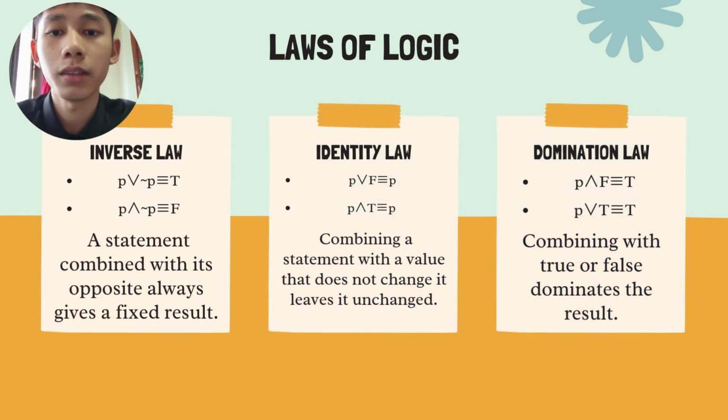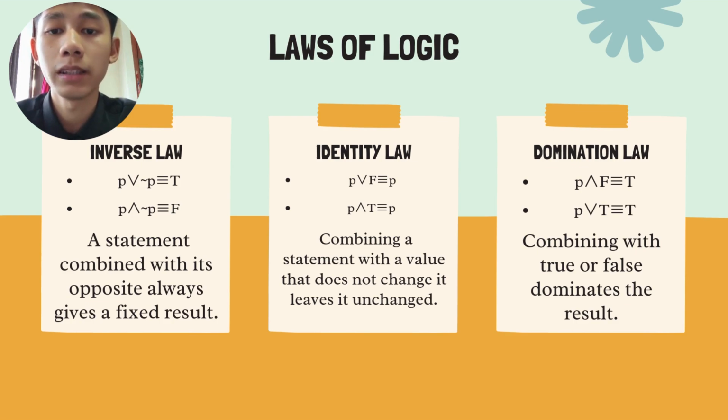Inverse law states that combining a statement with its negation gives a fixed result. P or not P is always true, while P and not P is always false. Identity law shows that combining a statement with a neutral value does not change it. P or false and P and true both remain equal to P.